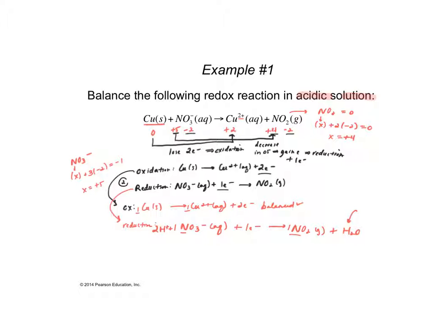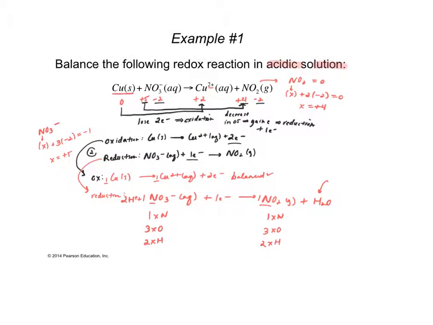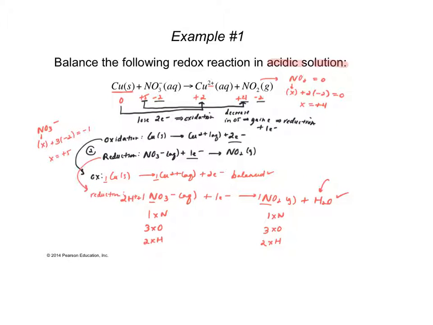So for the reduction half reaction, I have 1 times nitrogen, 3 times oxygen, and 2 times hydrogen on each side. So that is good. That is balanced with respect to mass. Okay, so after balancing with respect to mass, now we're going to balance with respect to charge.